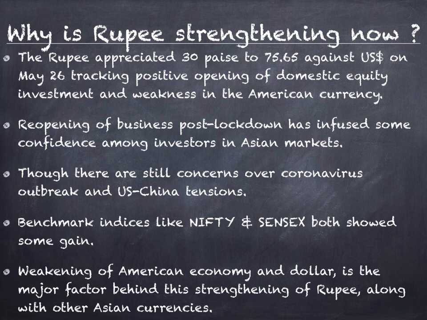All right. Weakening of American economy and dollar is the major factor behind the strengthening of rupee along with other Asian currencies, right? So people are taking money out of America. So America's balance of payment is going in the negative territory, right? Because people are pulling money out of America, right? And they are investing in Asian economies. So the balance of payment of Asian economy is going in the surplus territory. And that is why all these Asian currencies are showing some growth, and India is no different.